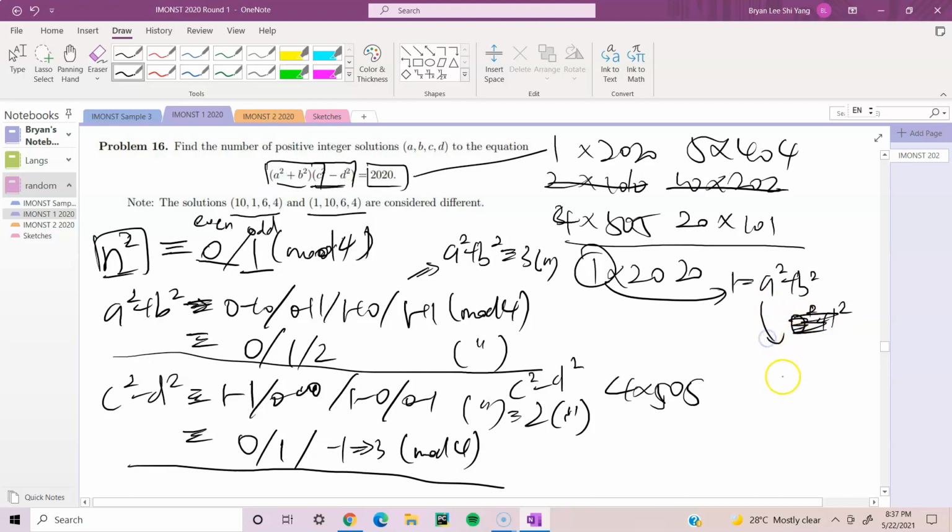Now, for 1 being the difference of 2 squares, it is not possible because the smallest one is 0, and then the next one will be 3, being 2 squared minus 1 squared. So 1 times 2020, the whole set, is just eliminated.